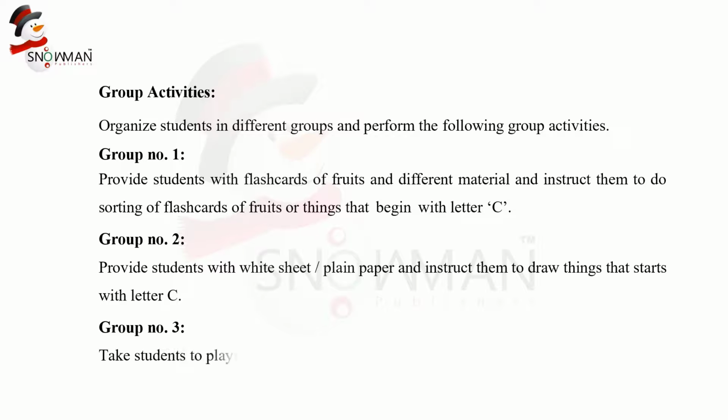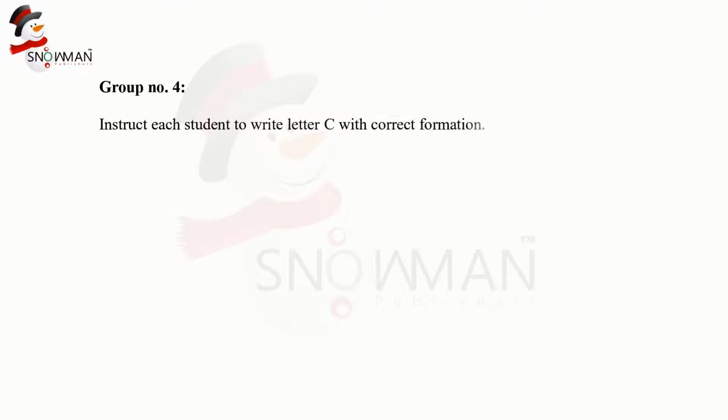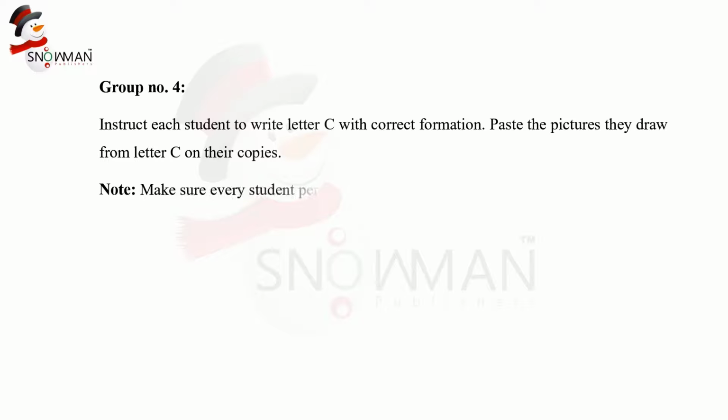Group number 3. Take the students to the playing area and instruct them to make cabbage soup and bake chocolate cake. Group number 4. Instruct each student to write letter C with correct formation. Paste the pictures they draw of letter C on their copies. Note: make sure every student performs the group activity.